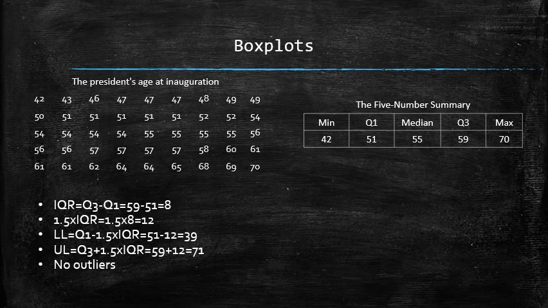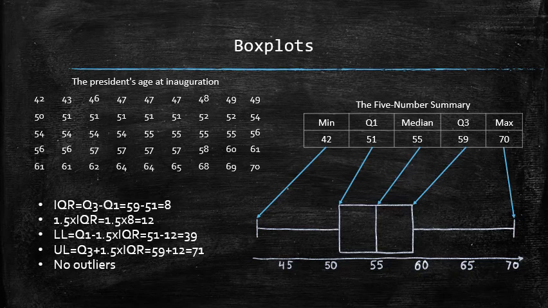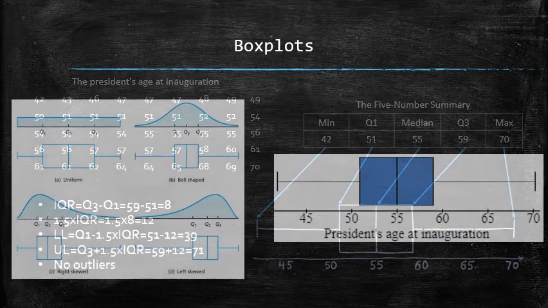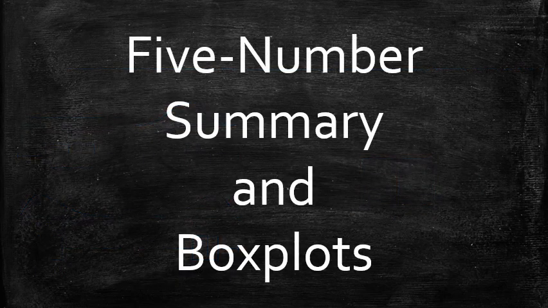Next, we're going to draw the box plot by creating the horizontal axis first and then drawing the vertical lines for each value in the 5-number summary and connecting them with horizontal lines to form the box plot. After the box plot is constructed, we can check the following chart to identify the shape of the distribution. It appears that the shape of the distribution of the president's ages is normal. We discussed how to use the 5-number summary to identify the outliers and to visualize the data by constructing a box plot.